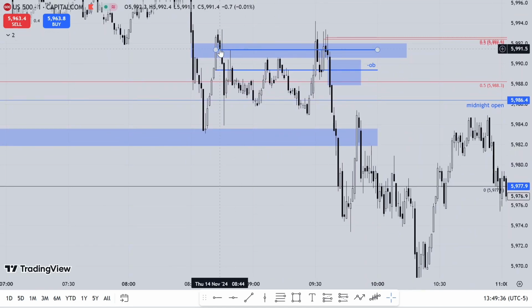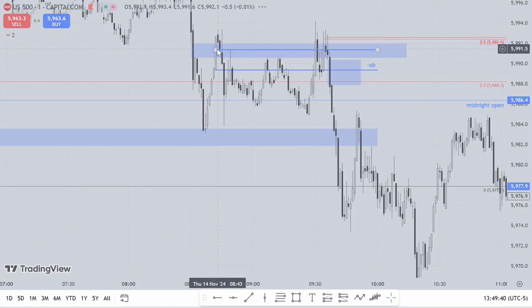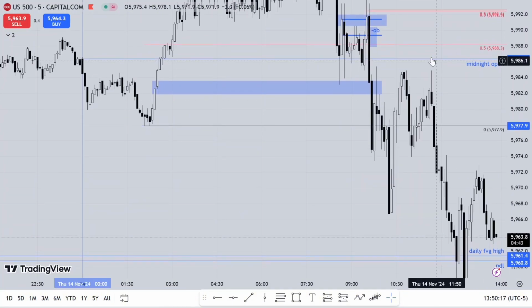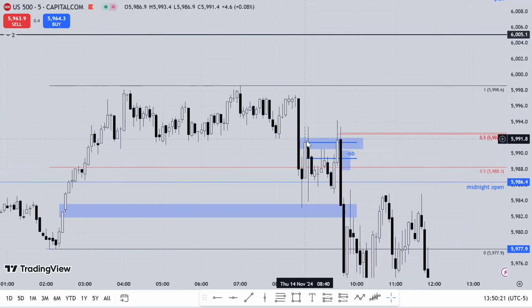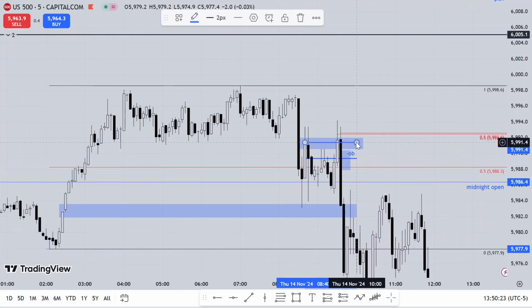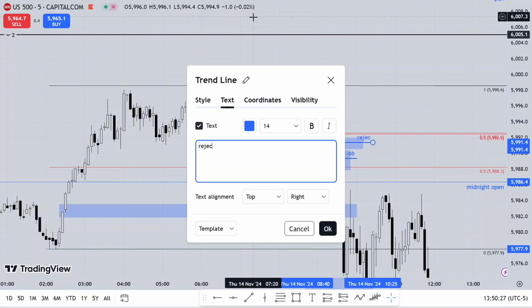So this right here is a rejection block from the 5 minute time frame. Let's indicate this so we don't miss it. So on the 5 minute time frame, you have this high here, this high created here, which we indicated as a rejection block here. So here we indicate this as a rejection.